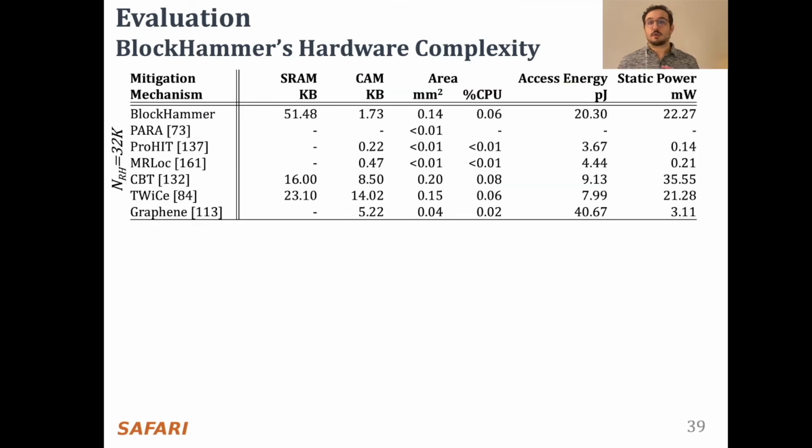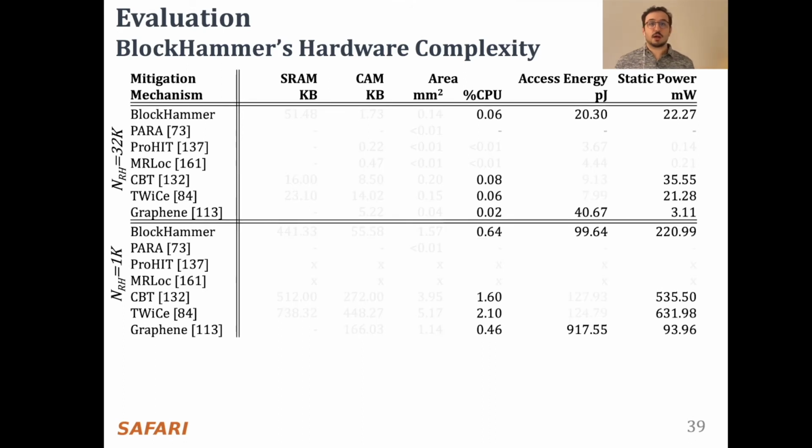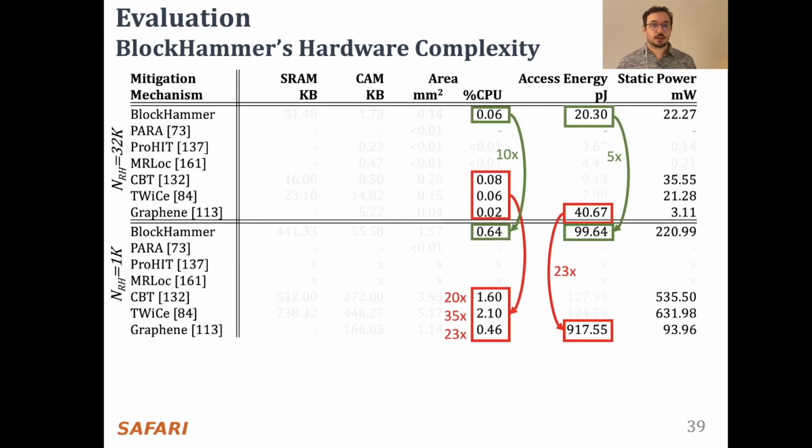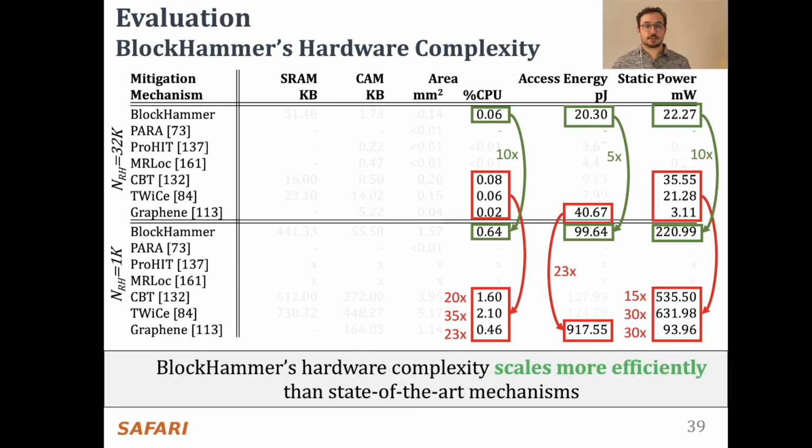To understand how hardware complexity scales with worsening RowHammer vulnerability, we repeat the analysis for a RowHammer threshold of 1K, which is projected for future DRAM chips. We compare how the complexity of each mechanism changes in terms of chip area, access energy, and static power consumption. We observe that BlockHammer's hardware complexity scales more efficiently than state-of-the-art RowHammer mitigation mechanisms.